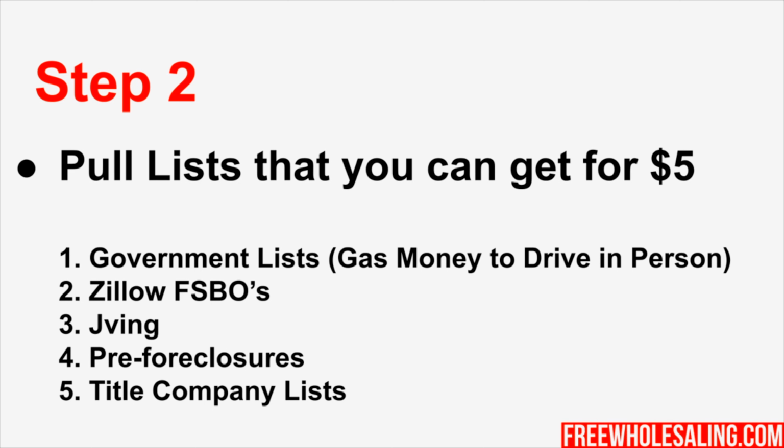You got your government lists. You can basically drive in person to and pull that. That's basically what $5 is going to get you. You got your Zillow for sale by owners, right? You got JVing. You have pre-foreclosures. Another really big part here is title company lists.